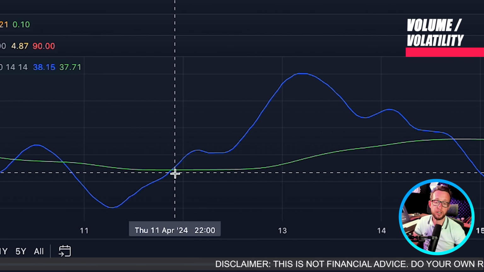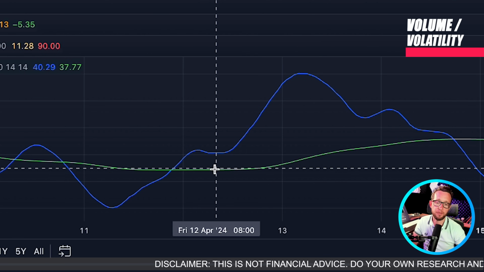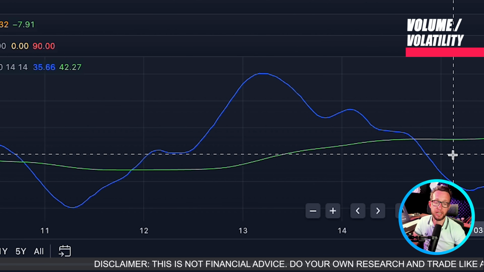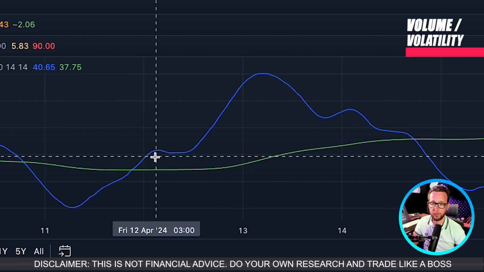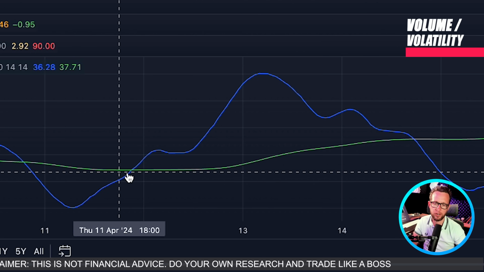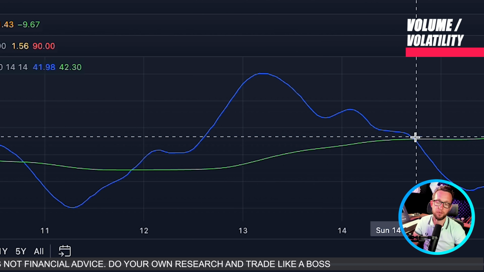So we only take trades when this blue line goes above the green line. Any other time, we keep out of the market. Now, this blue line is the flat market line, and the green line is just a simple moving average.